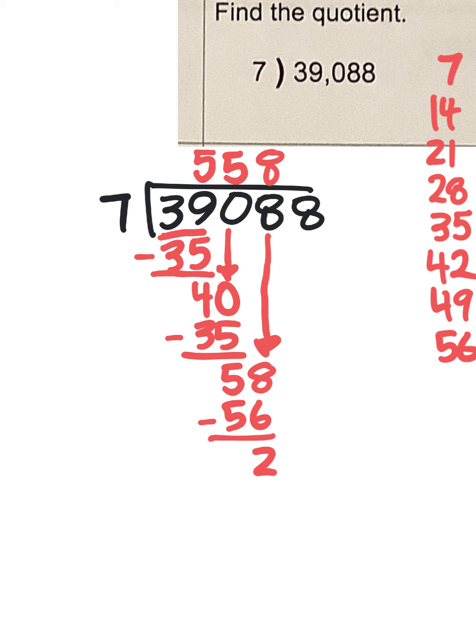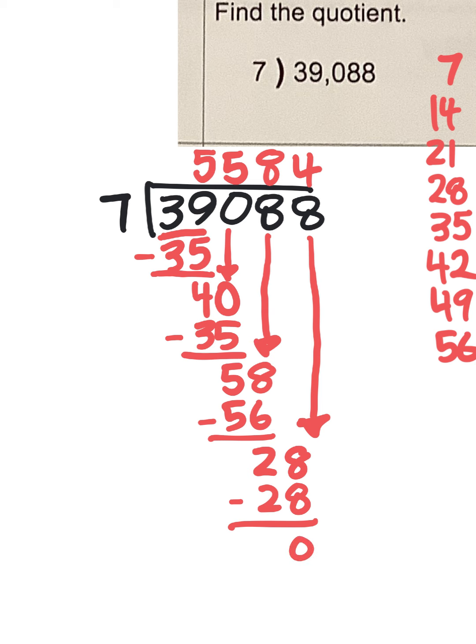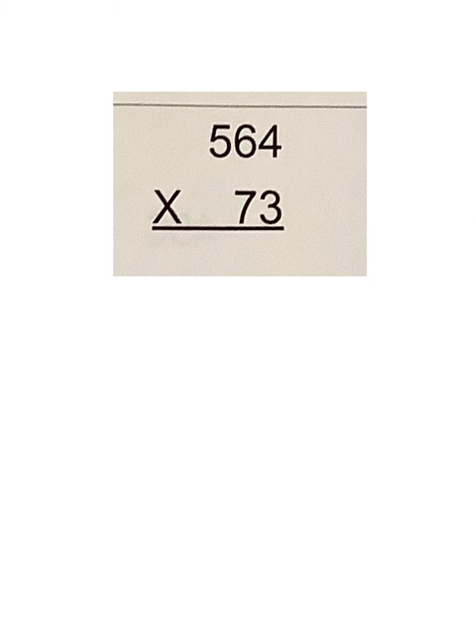That 2 is smaller than my divisor, so I'm going to bring that 8 down. 7 will go into 28 4 times. 28 minus 28 is 0. My final answer is 5,584.